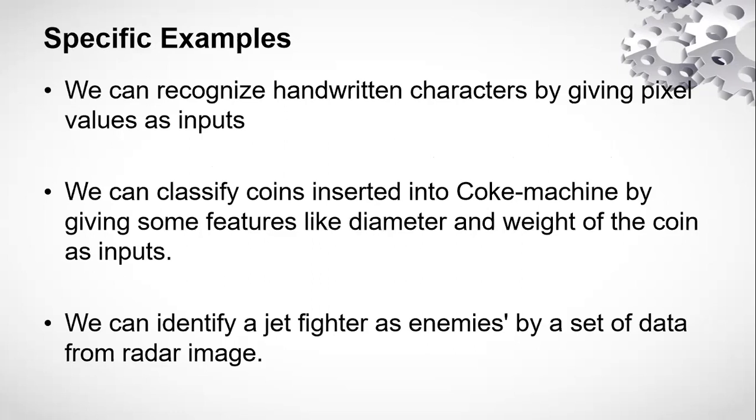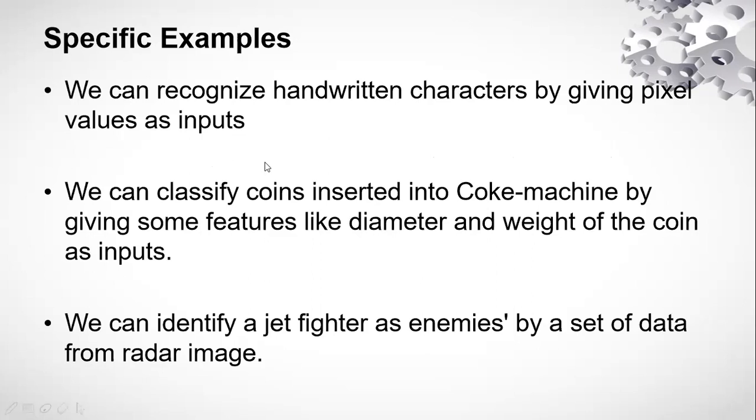But if I give you specific examples, I've taken three examples, in which the first example is the recognition of handwriting. The handwritten characters are set with pixel values and input, and on the basis of these input pixel values, we recognize whether the handwriting is the same or not.